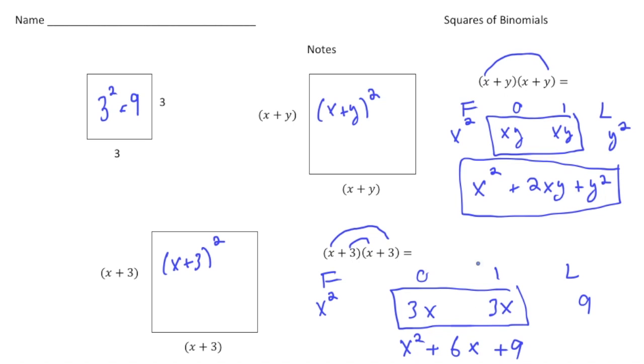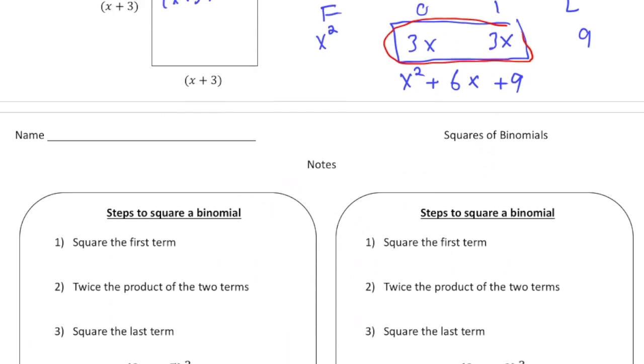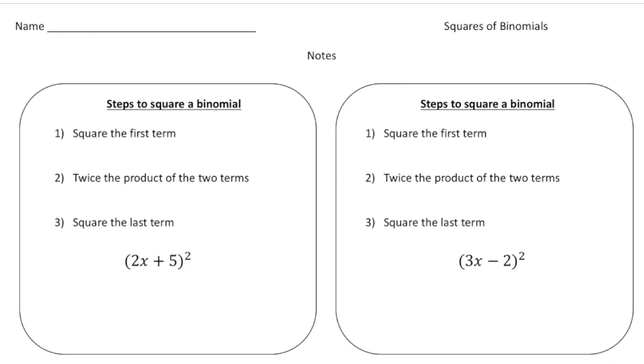So what I want you to do is look at the two examples that we just did, the example here and also the example here. Notice that we added these two middle terms for both expressions. That's a key characteristic of squaring a binomial. So if you turn the page, let's take a look at these.